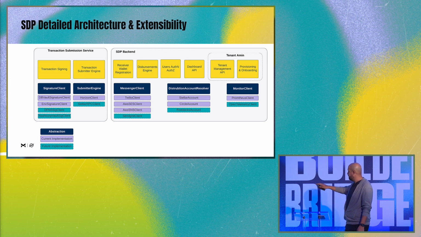The dark blue layer over there is all the abstraction layer that we built, and then we have actual implementations for each of these. I'm not going to go through each one, but basically we have the signature client, which supports things like DB Vault or an M signature client.